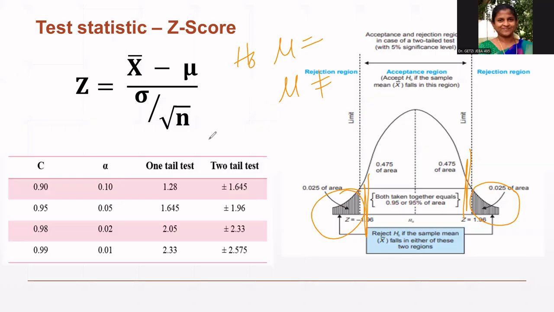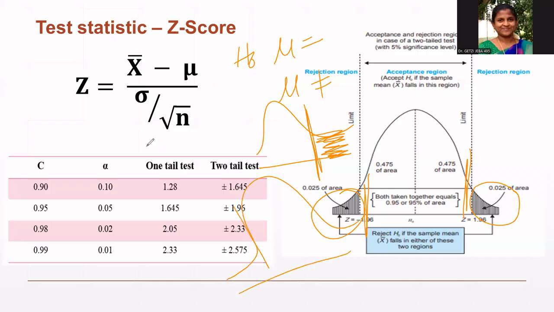And the next one is if it is a left tail test. Imagine this is your curve. If your value falls in this region, you will reject it. Sorry, it's a right tail test: if your value falls in this region, you will reject it. If it is a left tail, if your z value falls in this region, you will reject it. This is your acceptance region.